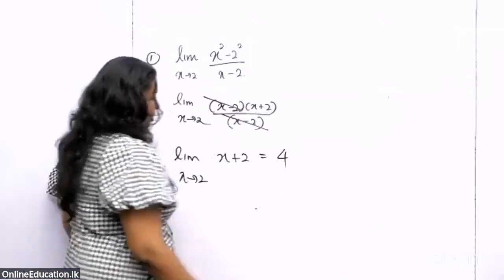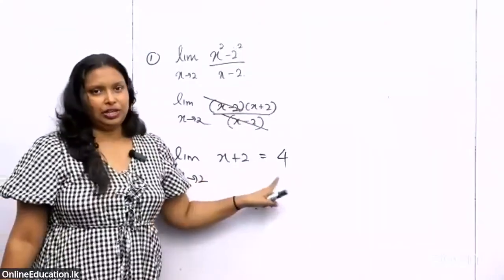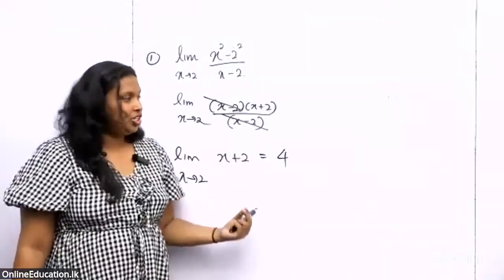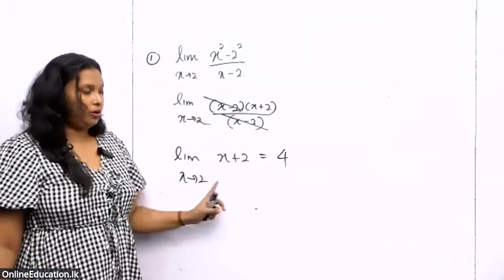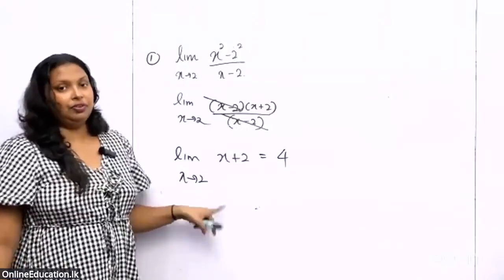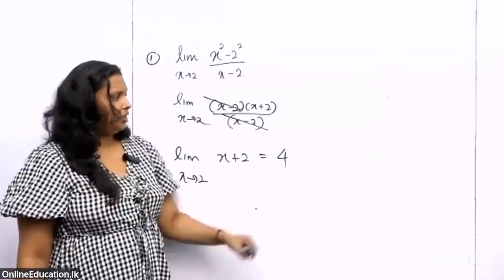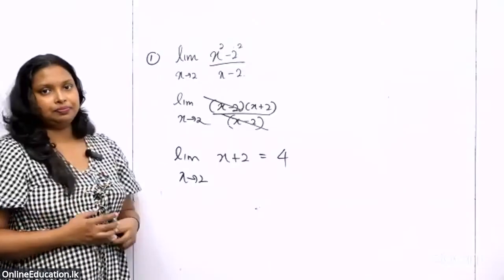Clear? That means when x gets closer to 2, x plus 2 gets closer to 4. That's the idea, right? Solving limits means finding to which value the function approaches when x approaches some given value. That's what we call finding limits. So that is the pattern, type number 1.